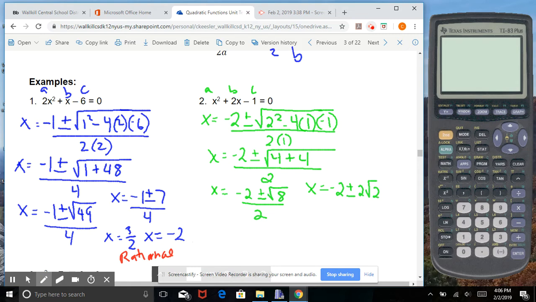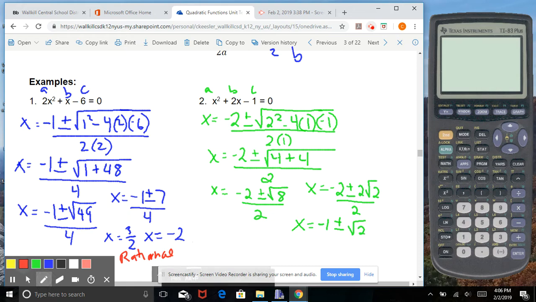That comes out of the radical, all over 2. We can take one more step and simplify this a little bit further. X equals, since both parts of the numerator are divisible by 2, I can divide both parts by 2. Negative 2 divided by 2 is negative 1, plus or minus 2 divided by 2 is 1, so I'm just left with square root 2. Since I'm left with the square root, I no longer have rational roots, I have irrational roots.